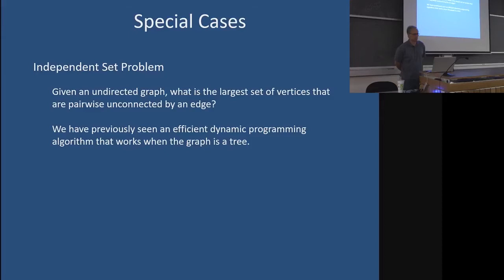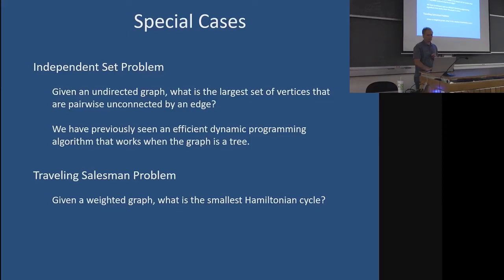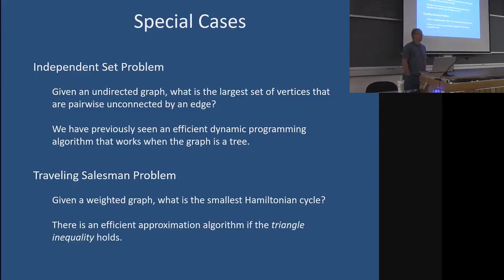Traveling salesman problem. You know what that is. It turns out there is no efficient algorithm in the general case, and no efficient approximation algorithm in the general case, unless P equals NP. But for this special case here, there is. Now let's think about it for a minute. So the traveling salesman problem is the optimization problem of trying to find the shortest cycle, the shortest Hamiltonian cycle.